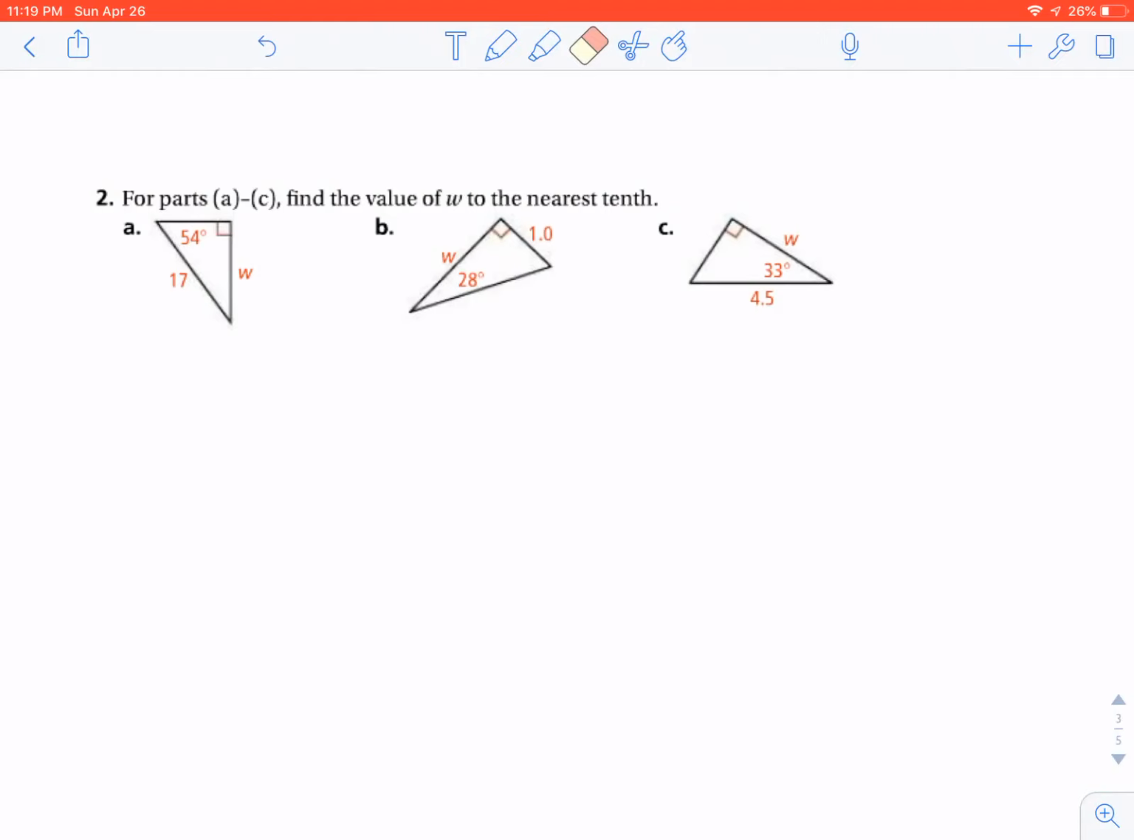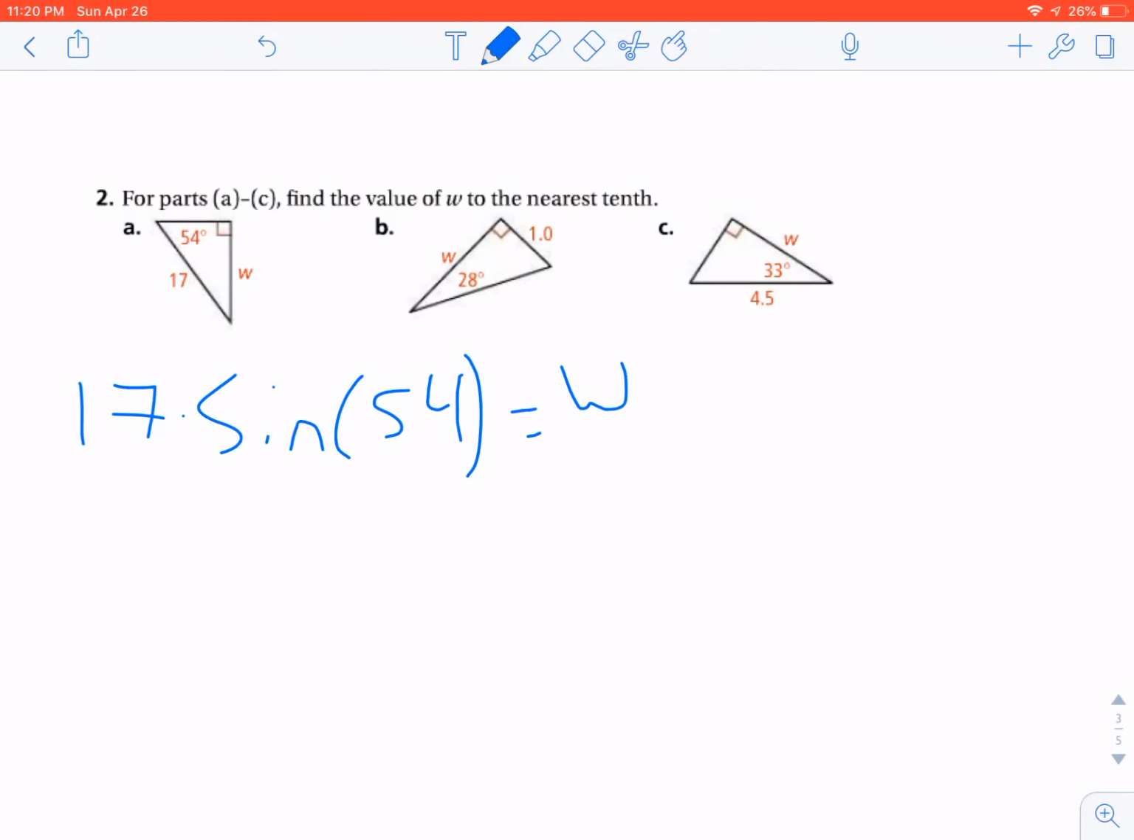So now, let's take a look. We'll just do all three of these, starting with A. When we did A, we got 17 times, and I'm not going to go through the whole thing. I'm just doing the calculator stuff only here. We had 17 times the sine of 54 was equal to W.